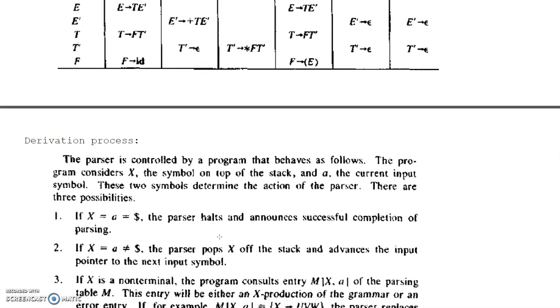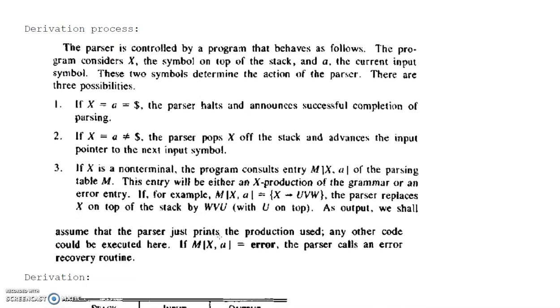So the predictive parsing derivation procedure is like that. The predictive parser scans the current input symbol a and the stack top X and behaves as follows. X is represented as the top of the stack, a is represented as the input symbol. If the current stack top and the present input symbol are both equal to dollar, then finally the predictive parser announces the successful completion of parsing. That is nothing but the string belongs to the grammar and we have successful completion.